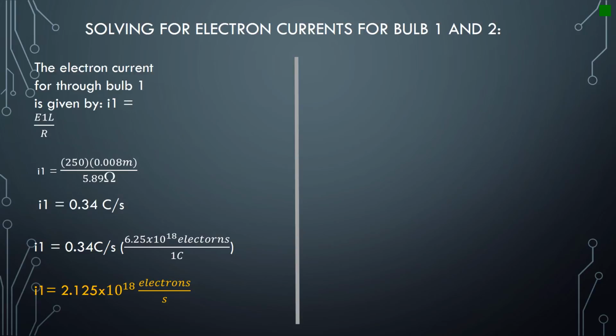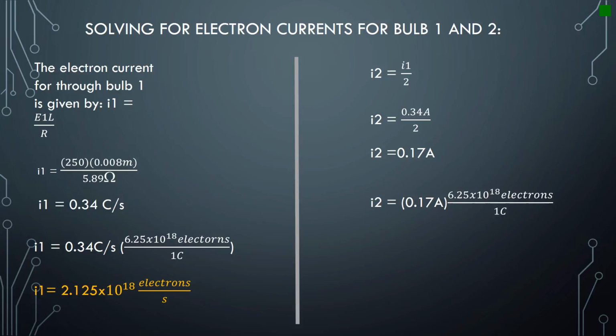Since I2 is equal to half of I1, we can easily solve for I2 by dividing the value of I1 by 2. So we end up getting that I2 is equal to 1.0625 times 10 to the 18th electrons per second.